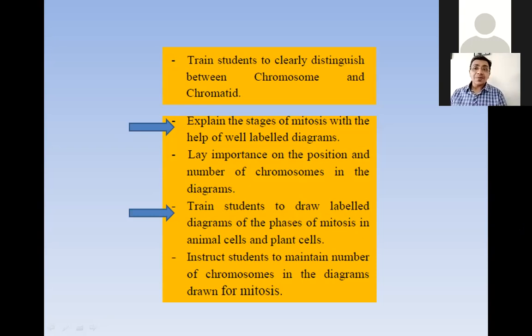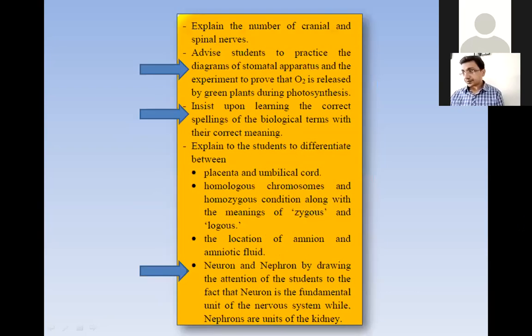Train students to draw labeled diagrams of the phases of mitosis in animal cells as well as plant cells. You are supposed to study the diagrams not only of the animal cell but also of the plant cell. They can ask the question directly, as in draw diagrams of mitosis in a plant cell, so you should know that also. Instruct students to maintain the number of chromosomes in the diagrams drawn for mitosis. As we discussed earlier, the number of chromosomes has to be constant, and there has to be proper labeling for the diagram also. For the important points while drawing a diagram, we have a separate video, and the details are mentioned in that.